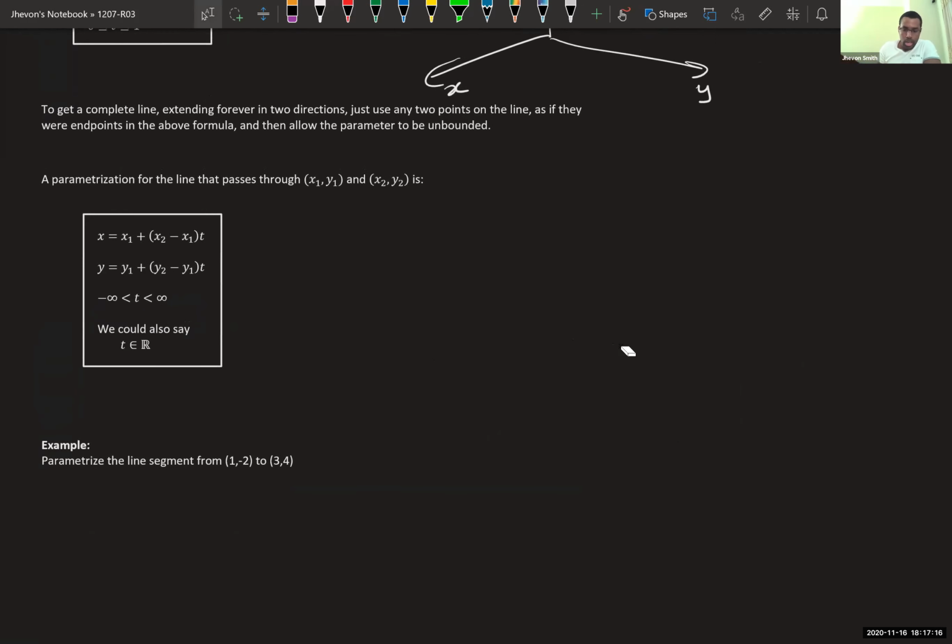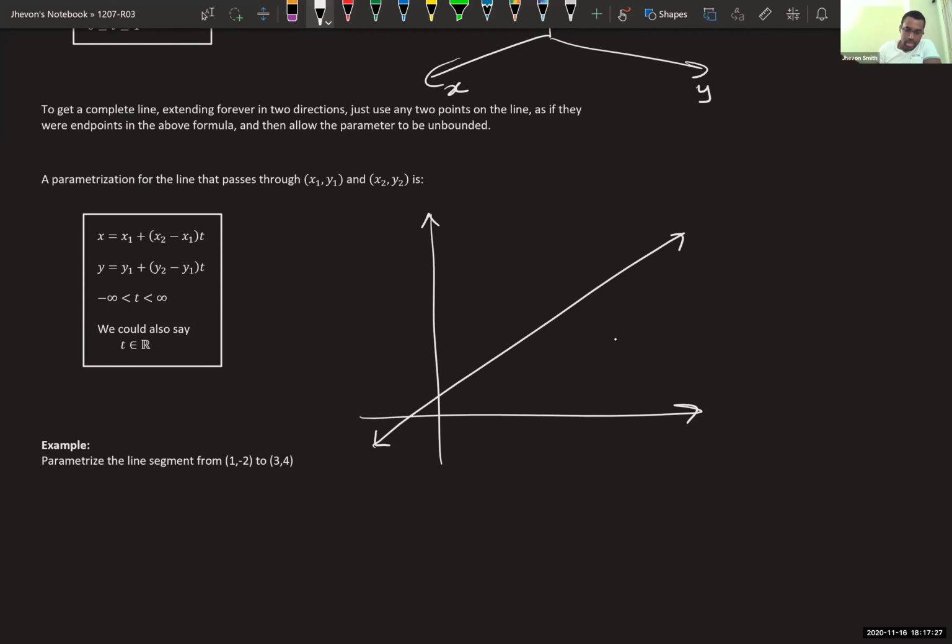And essentially, if we allow t to go from negative infinity to infinity, basically, it's like you have the entire line, but it also does pass through x1, y1.